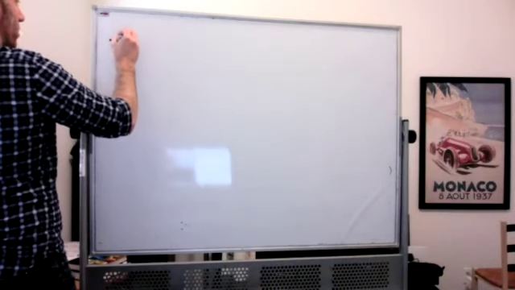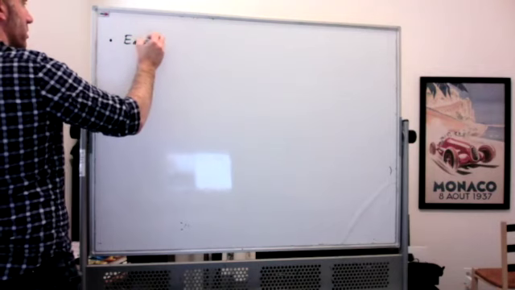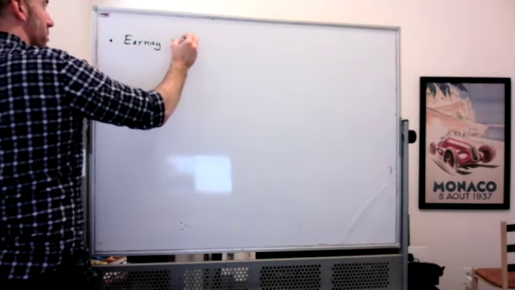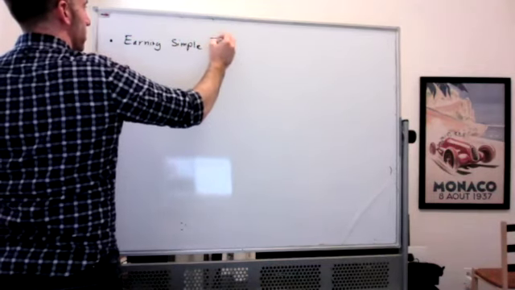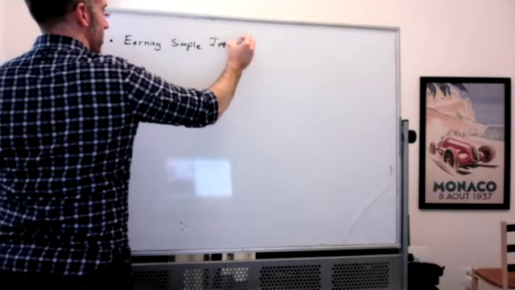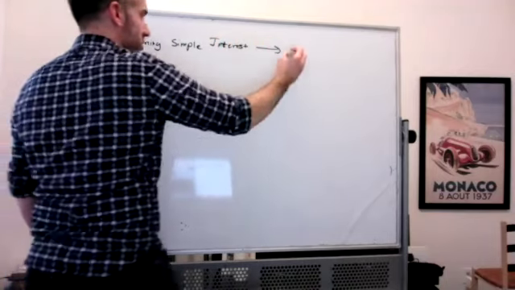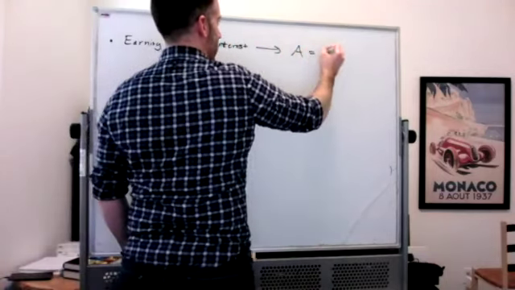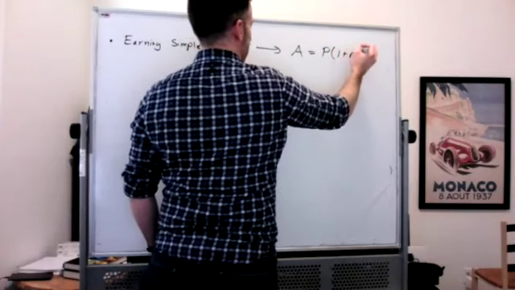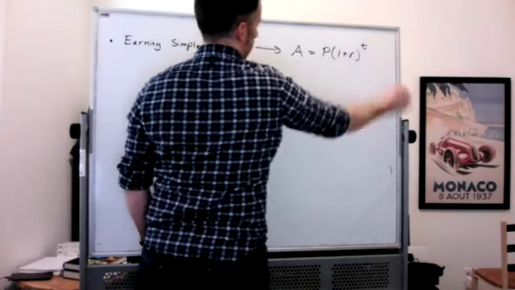So if we say that we are earning simple interest, that means we're going to use the formula A equals P times (1 plus R) to the Tth power.